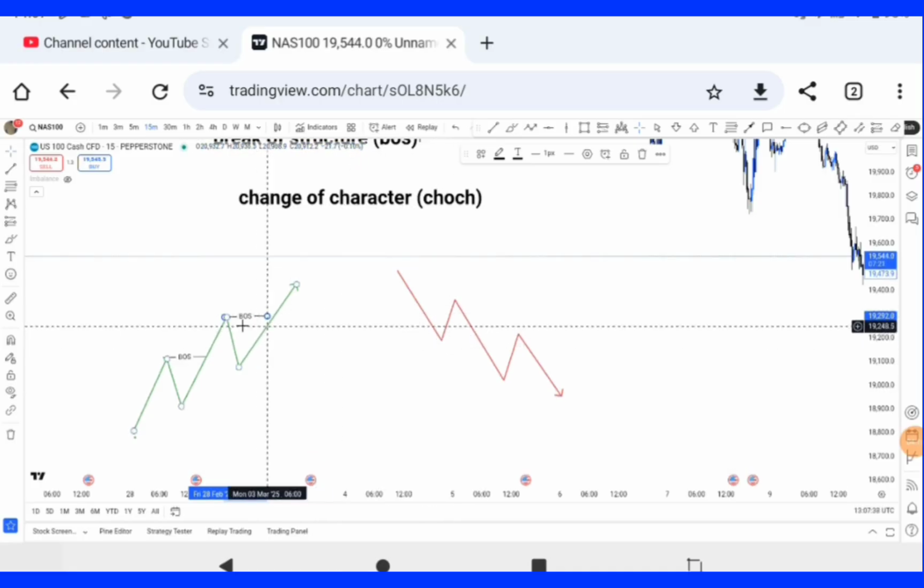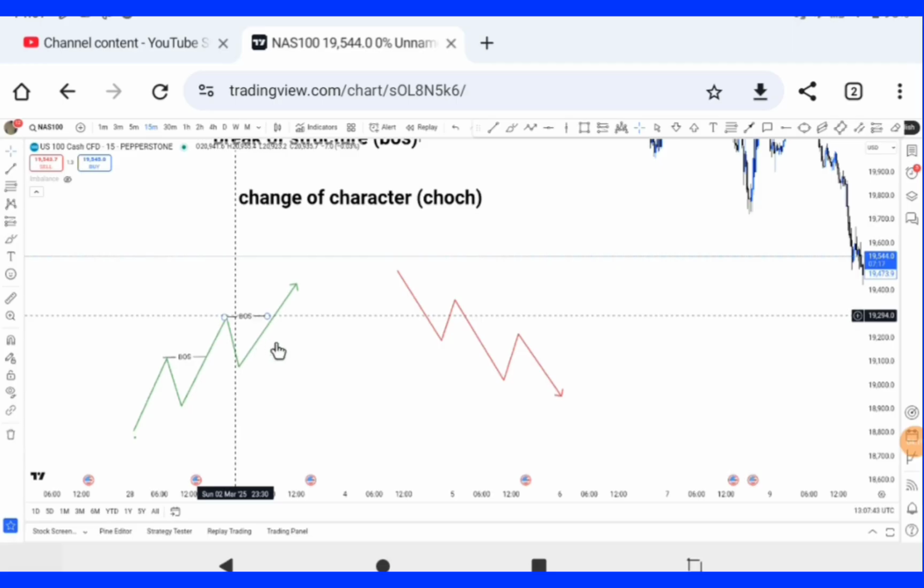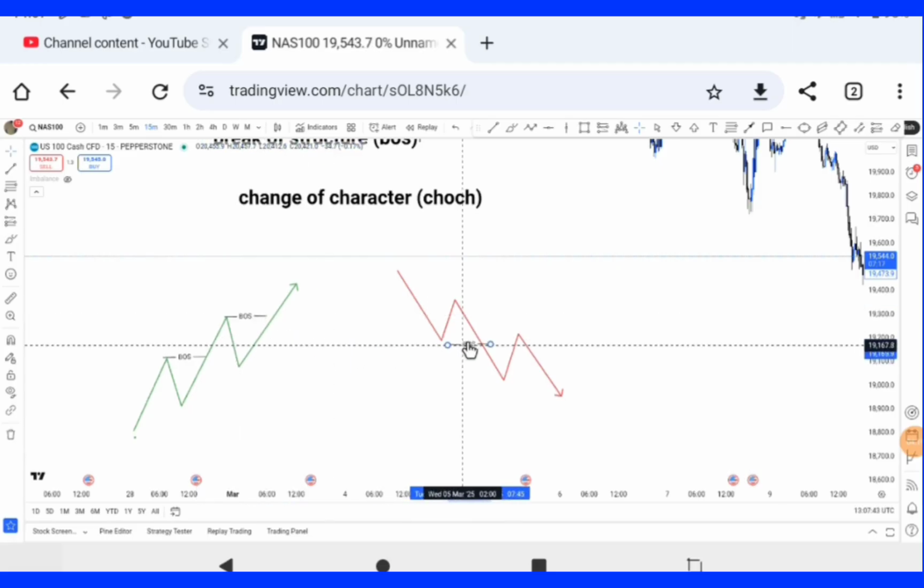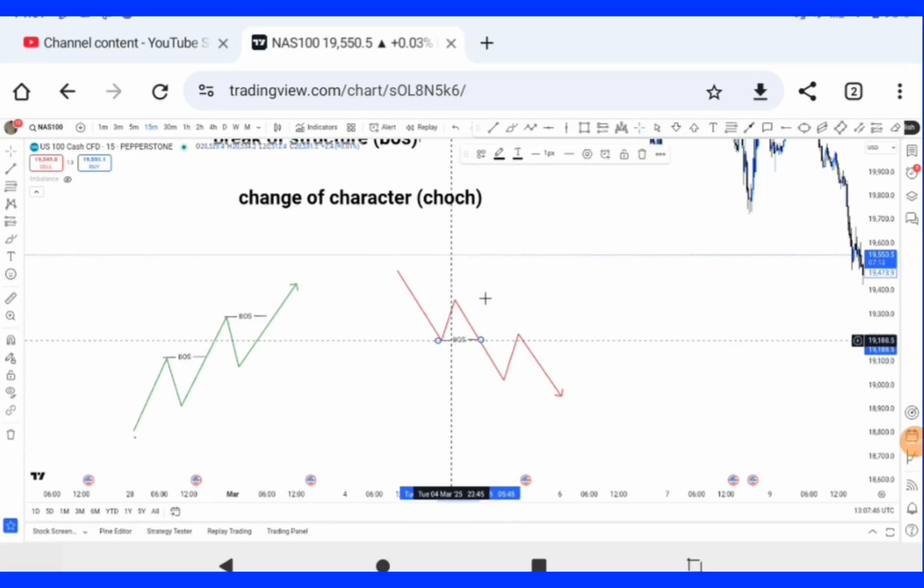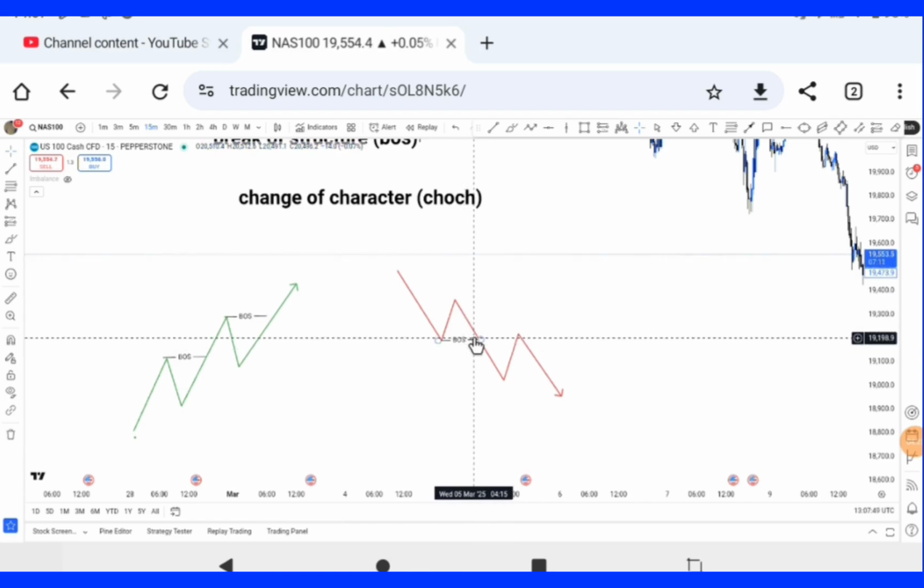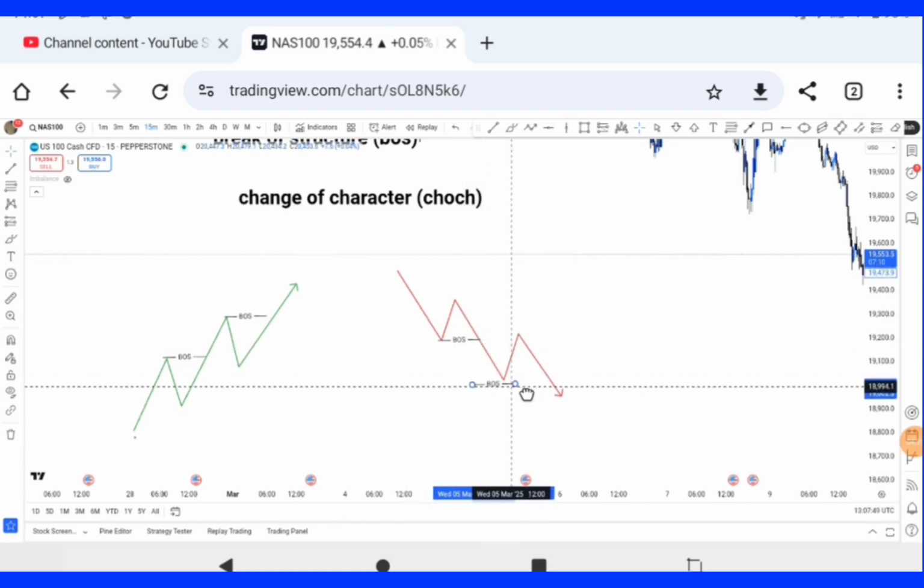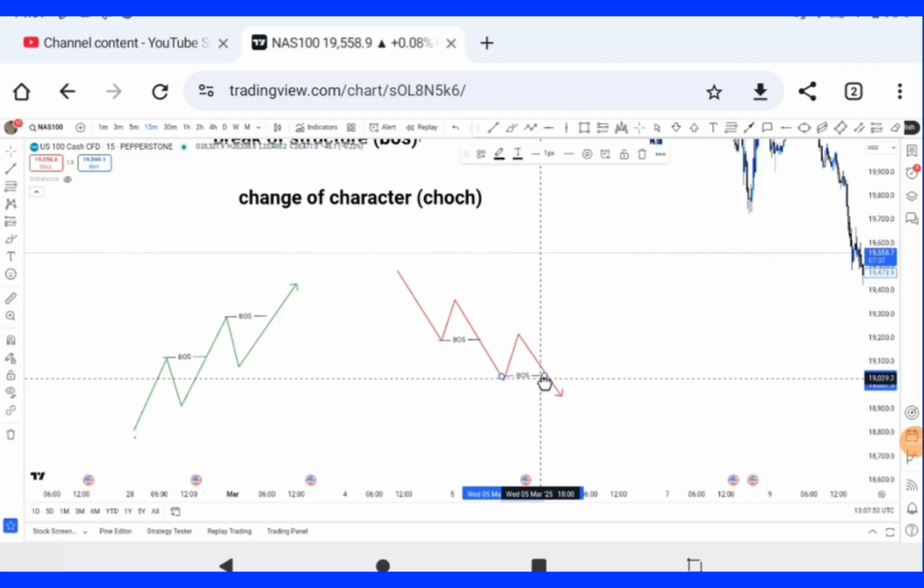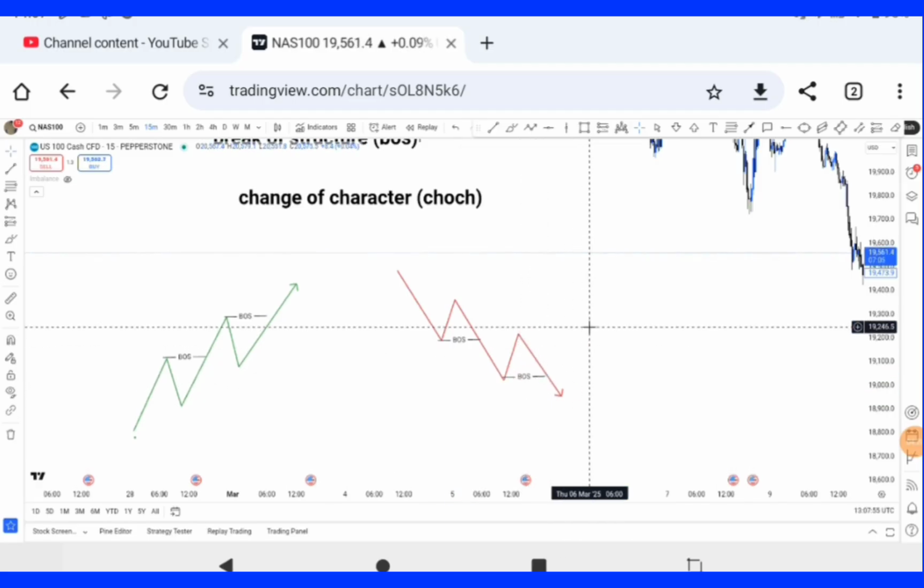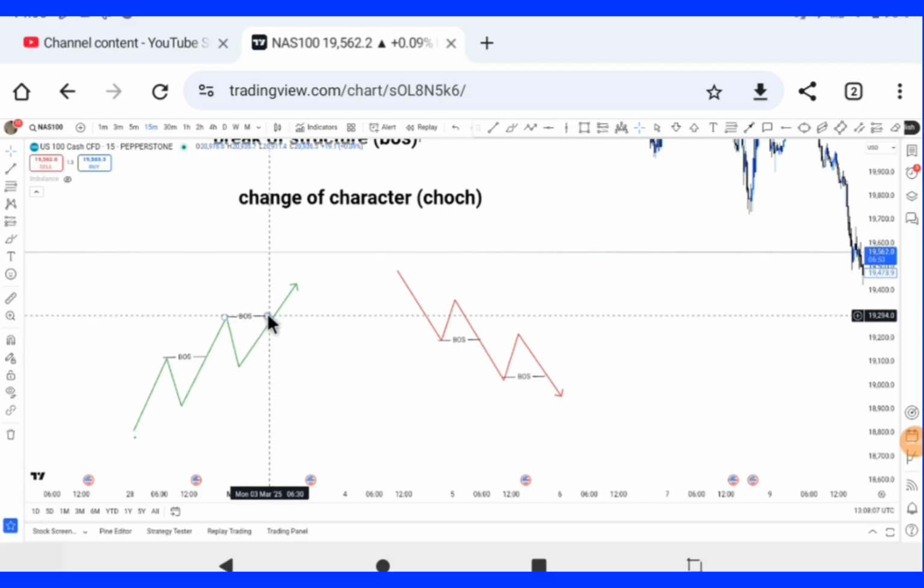The same thing is applicable to this downtrend too. We have a break of structure at this level. This is a break of structure, and also this is a break of structure, which indicates that the downtrend also continues. Now in this scenario, how do we get change of character? We have known that break of structure indicates that the trend continues, and now we want to look out for change of character.